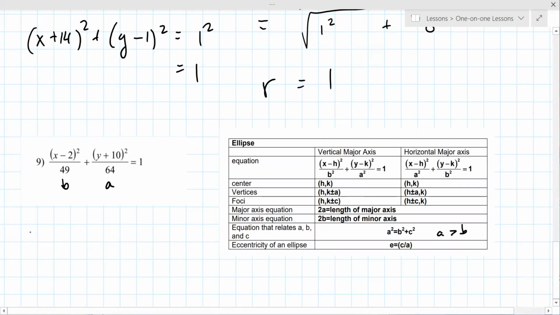So we're just going to run through the list here. The center is H comma K, right? The H is the value which makes this equal to 0. Some students prefer to remember it as the negative of this number. It's 2 comma negative 10. That's H, that's K.